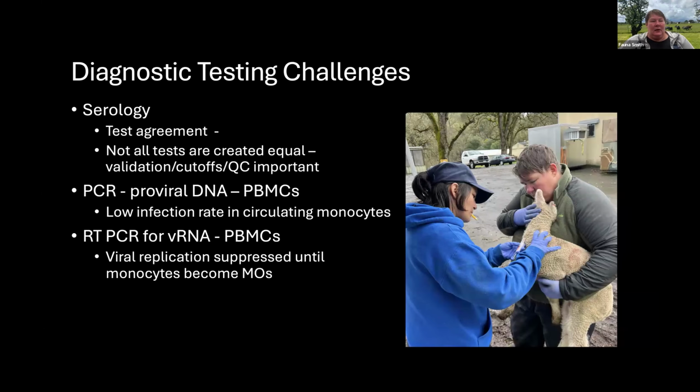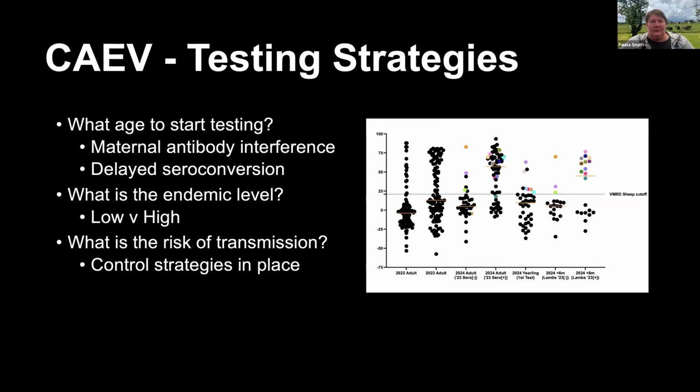And then again, PCR, we talked about, there's a low infection rate, so it's difficult to avoid a false negative. And then there is a test that is not offered commercially in the US. There are a couple places in Europe that do real-time PCR for viral RNA in peripheral blood mononuclear cells. The issue here is that the viral replication is suppressed in those monocytes, and so there's not a lot of viral RNA around.